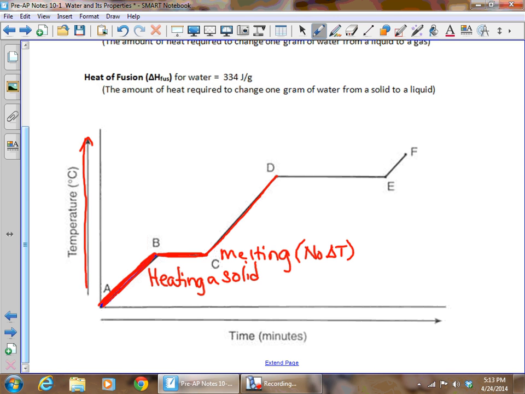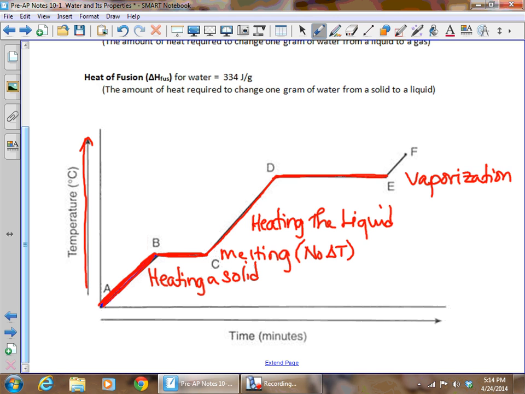So the stage from C to D is heating the liquid. And once we reach the boiling point, notice that we go for an extended period of time with no change in temperature. This is a point where all of the heat that's being added to the system is being used to completely break down those attractive forces, in this case hydrogen bonding for water. And at this point, we're going to have the vaporization occur, boiling.